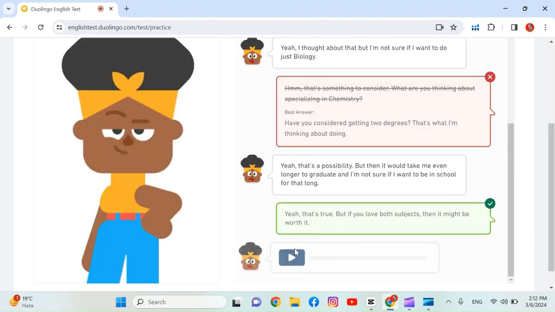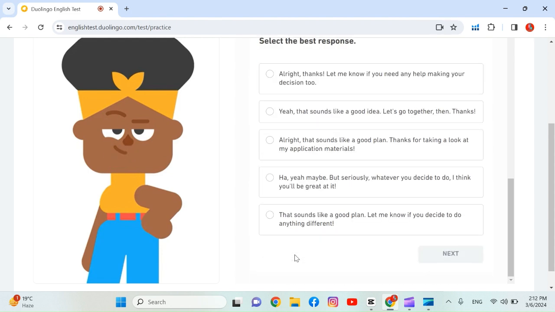This is the correct one. Yeah, that's true. I think I'm just going to stick with biology for now and see how things go. If I change my mind later on, then I can always specialize in something else. All right. Thanks. Let me know if you need any help making your decisions too. Yeah, that sounds like a good idea. That sounds like a good plan. Thanks for taking a look at my application.